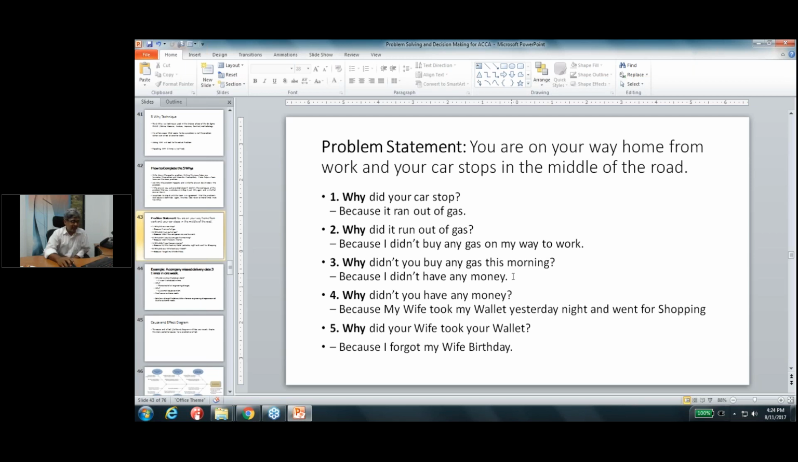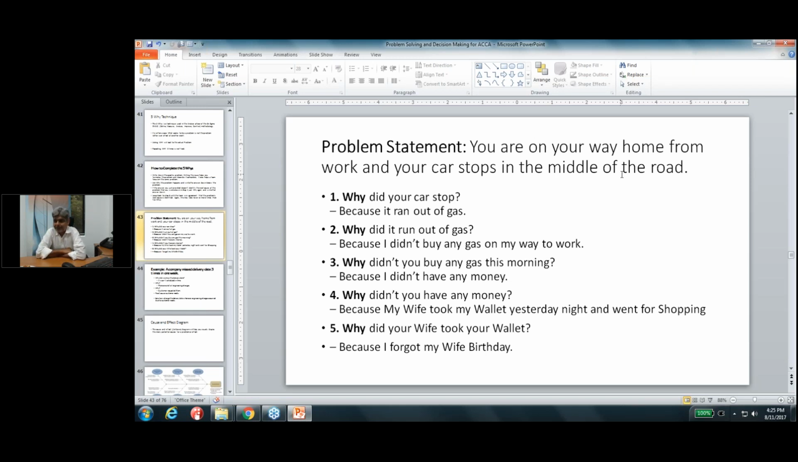Okay, fine. That is again a plausible answer. But why didn't you have any money? Because my wife took my wallet yesterday night and we went shopping. Okay. Now, why did your wife take your wallet? And the answer is right over here: because I forgot my wife's birthday. So that is the actual cause of this problem, that your car stopped in the middle of the road.